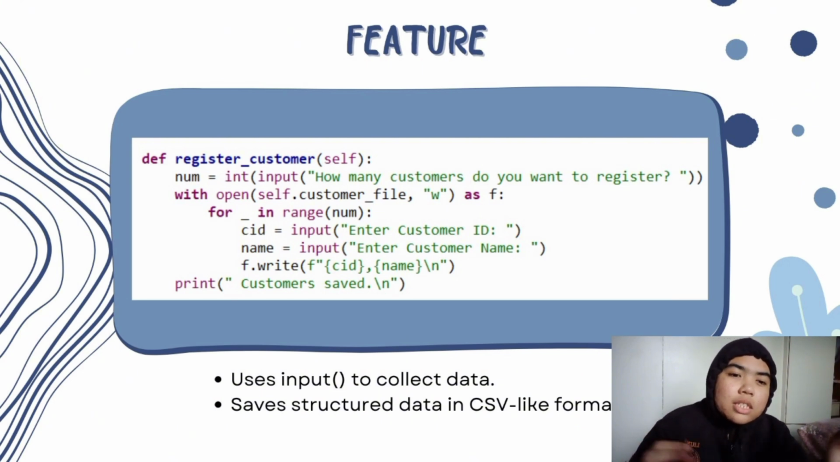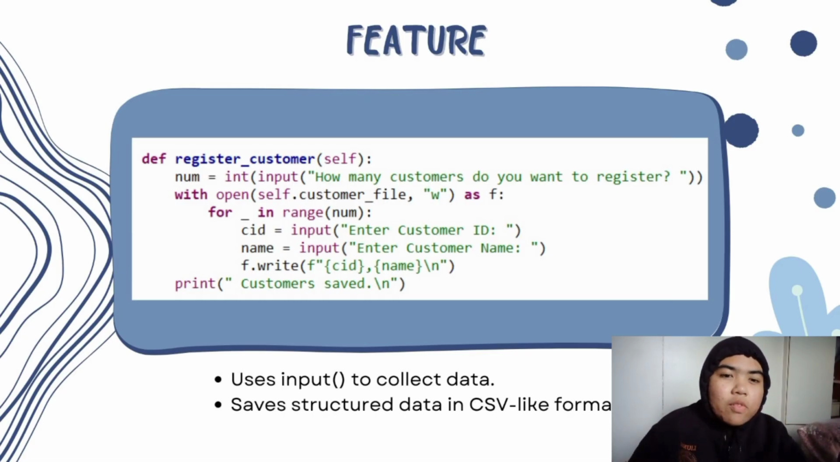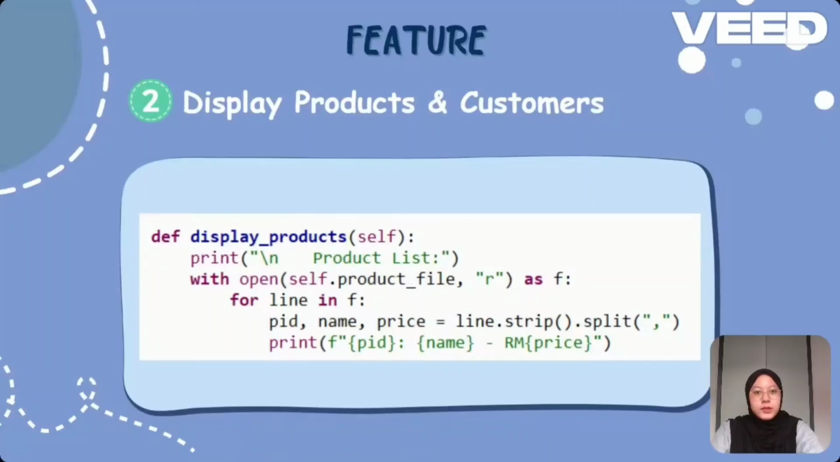So it will save the customer info into self.customer_file. It's a separate file for customers, and the data is also saved in CSV-like format, ID and name separated by commas. And then after registering, it will print customer saved.